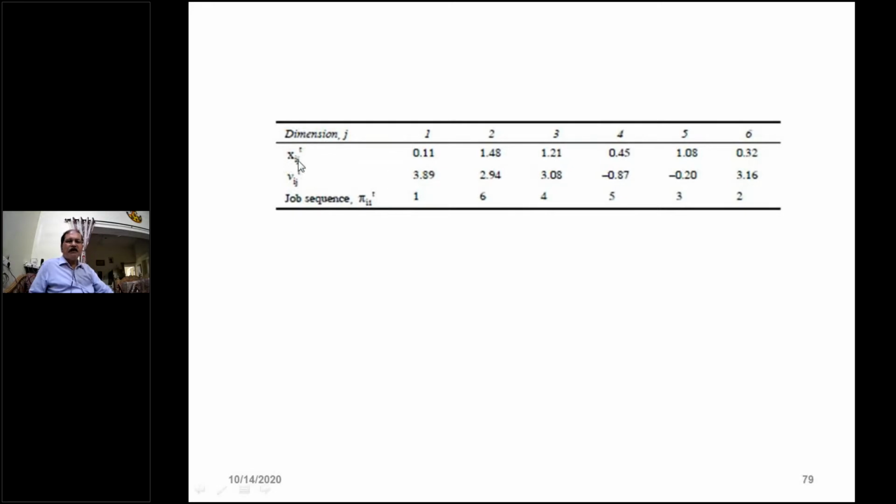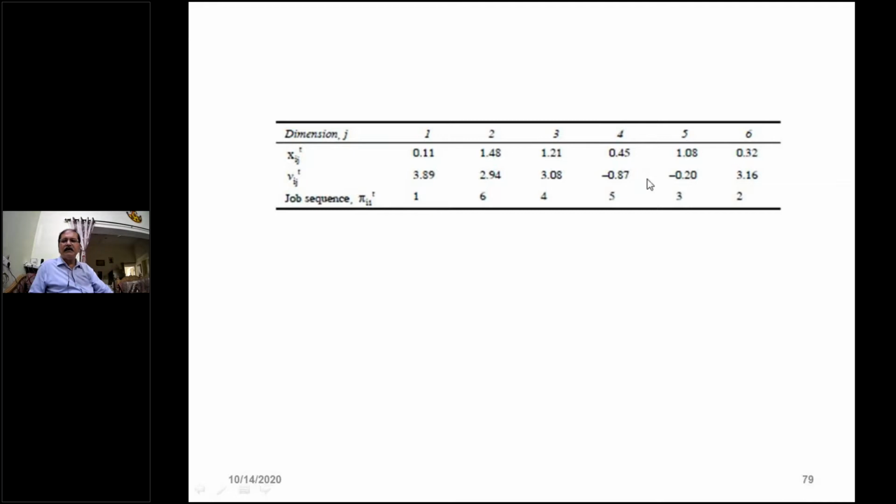Now, the smallest position value method is used. For a particle, these are the positions. Now 1, 2, 3, 4, 5, 6 jobs are there. Then these are the position values. So the sequence will be such that the smallest position value will come in the first sequence. So 0.11 has come in the first sequence.